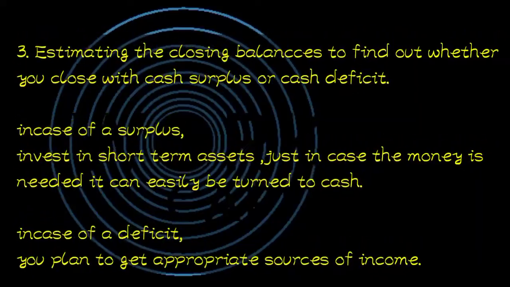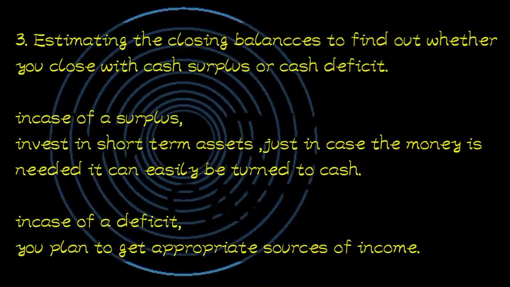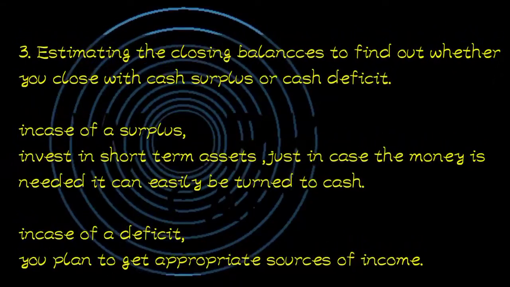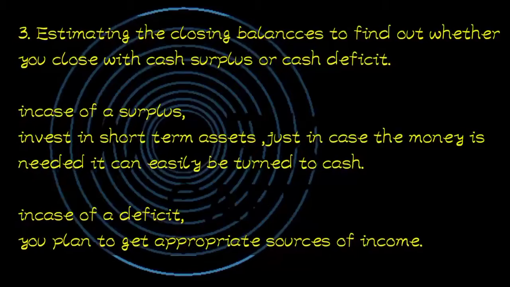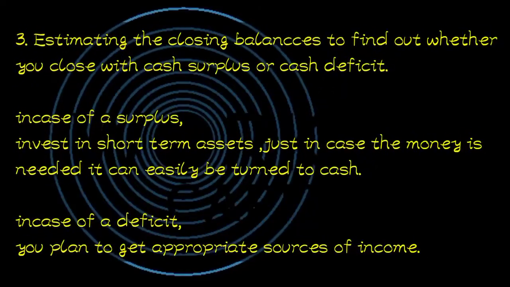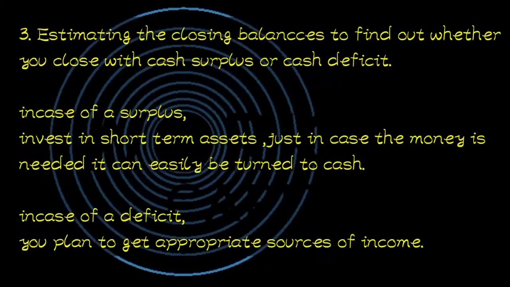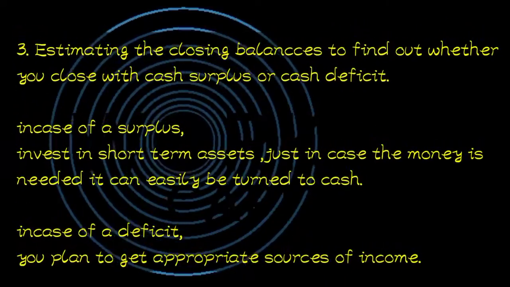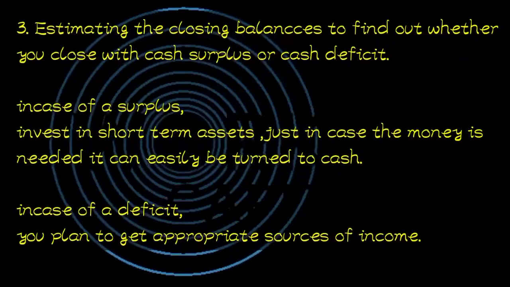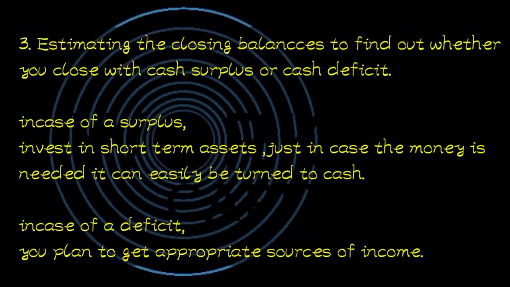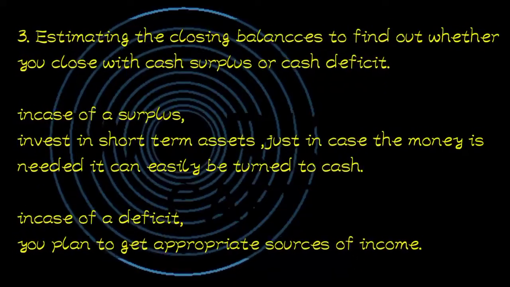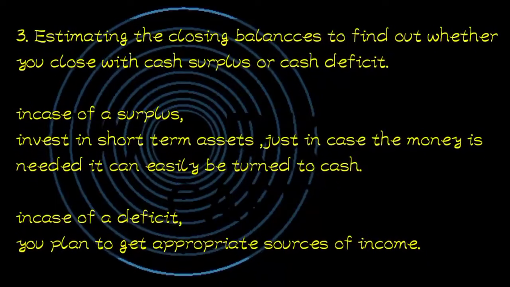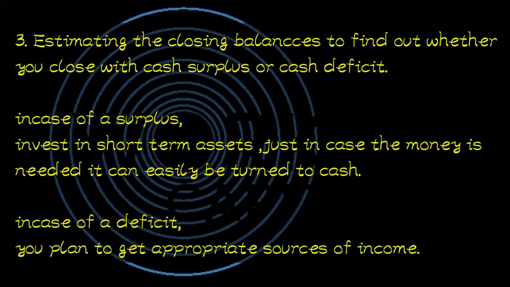Then the third step is estimation of closing balances to find out whether you close with a cash surplus or a cash deficit. In case you close with a surplus, you have to invest that surplus money in short-term assets, just in case you need the money, you can easily turn it into cash. But when you close with a deficit, you plan to get appropriate sources of income. And those were the three steps to the preparation of a cash budget.